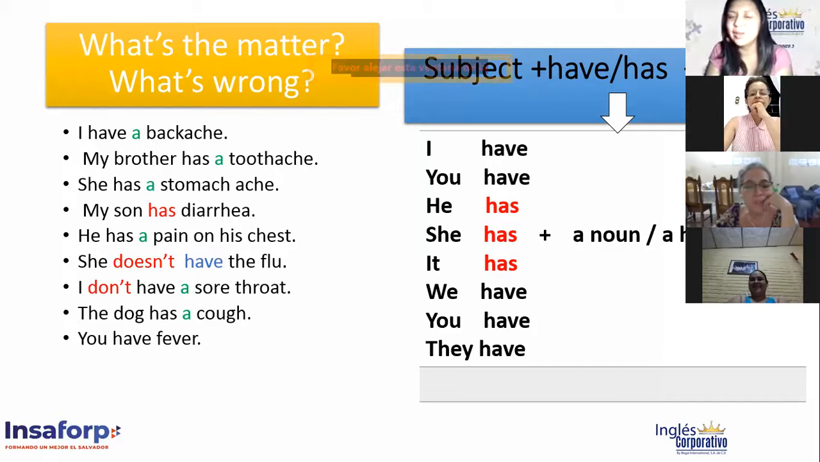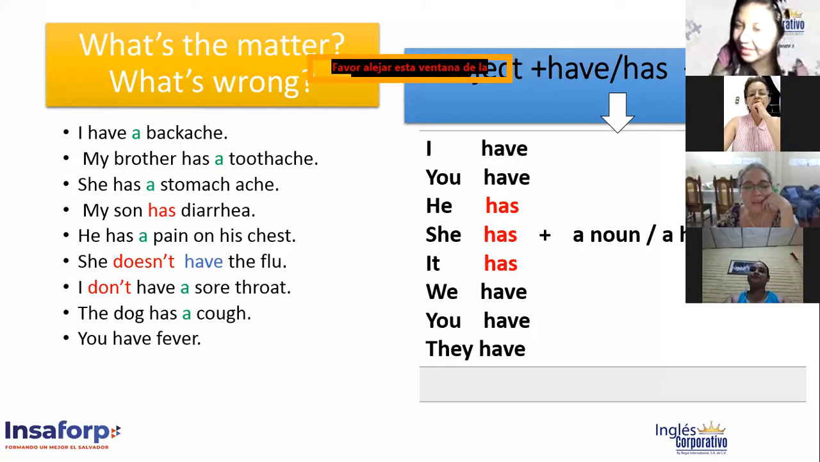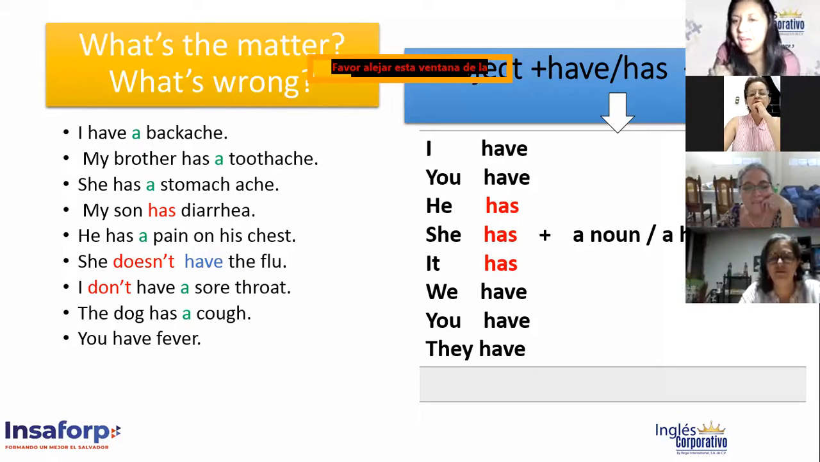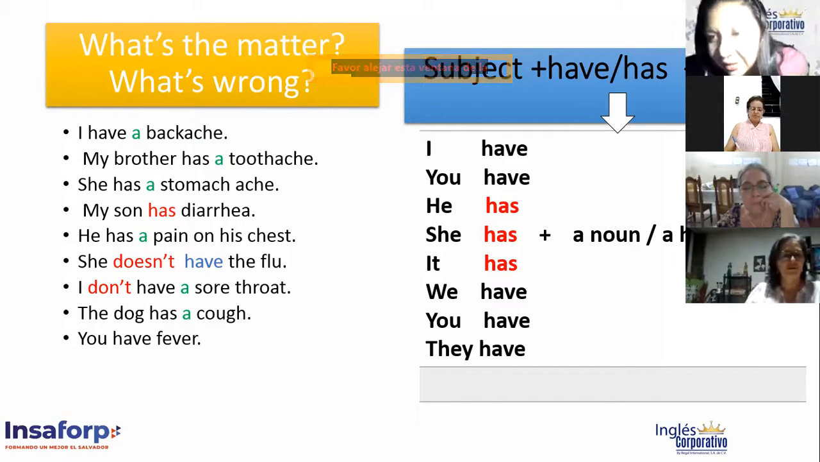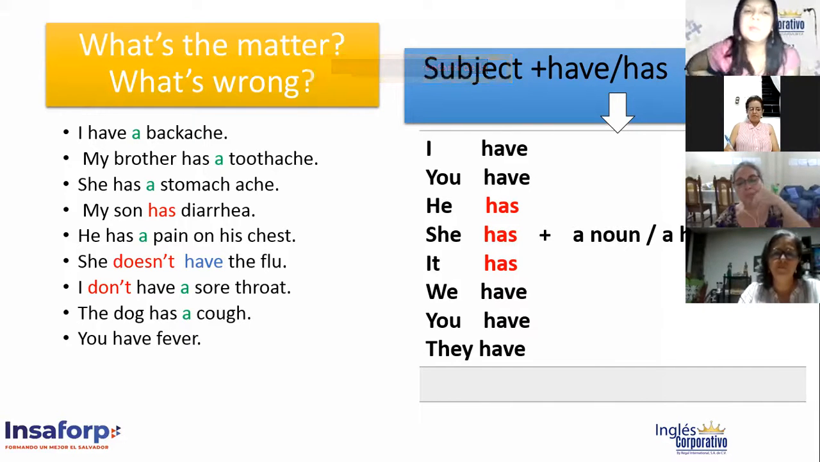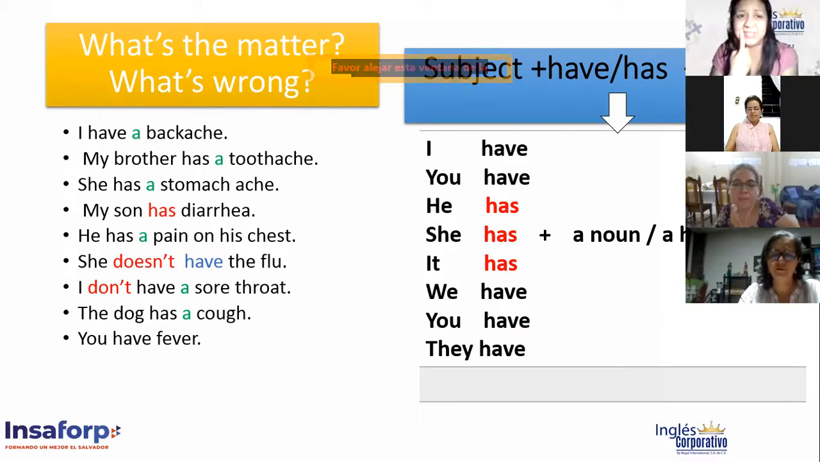Okay? So I have, you have, he has, she has, it has. We have, you have, they have. Así que podemos usar have para decir que tenemos cosas. Y también para expresar, to express a health problem, para expresar un problema de salud, like I have a backache. Tengo un dolor de espalda. Or my brother has a toothache. Mi hermano tiene un dolor de muelas o un dolor de dientes. Y así por el estilo. My son has diarrhea. Mi hijo tiene diarrea. Okay. My son has diarrhea and others.